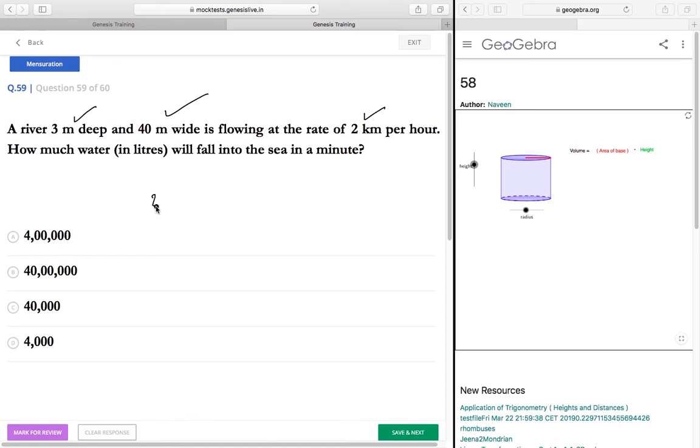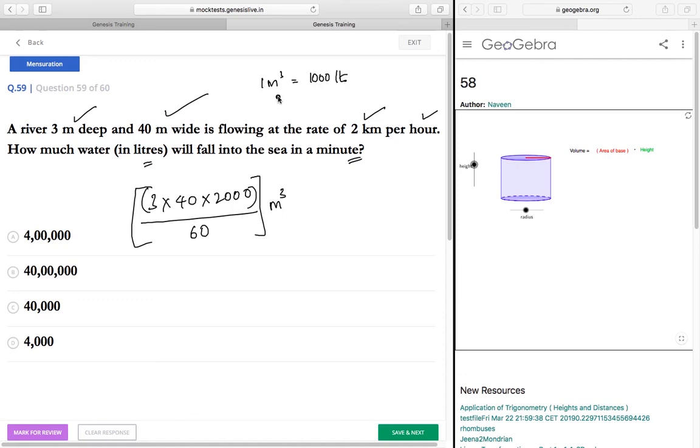It is nothing but 3 into 40 into 2 kilometer, which is 2000 meters, divided by 60 minutes, not 1 hour. What we want is per minute, so I'll divide this by 60. Whatever answer we get, the volume will be in terms of meter cube, and we have to express that in terms of liters. Remember this: 1 meter cube is equal to 1000 liters.